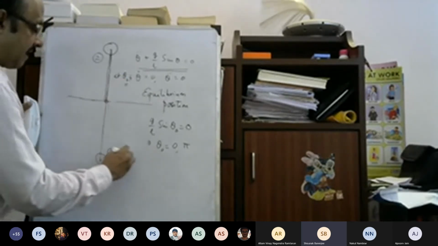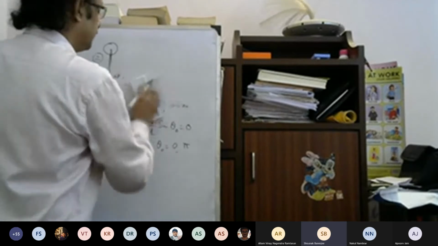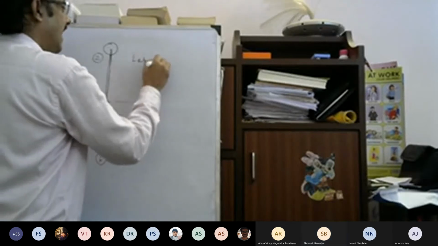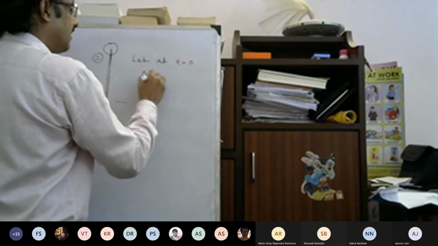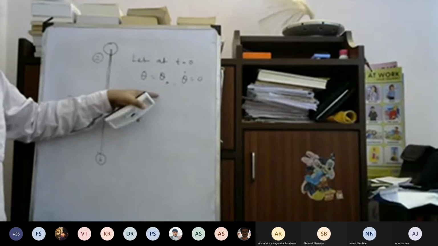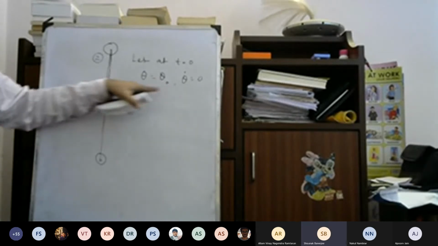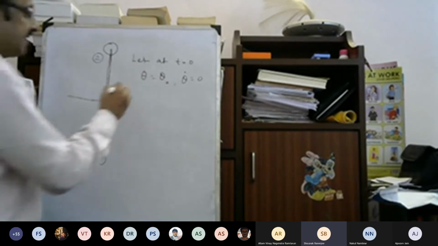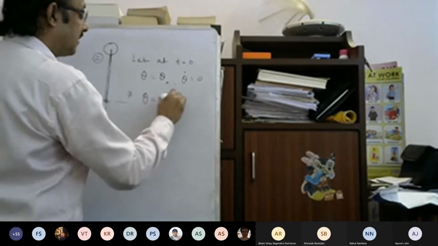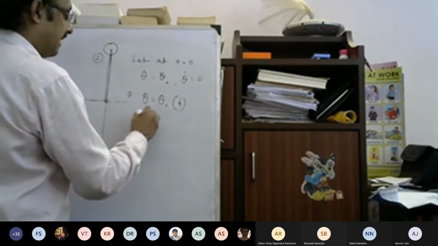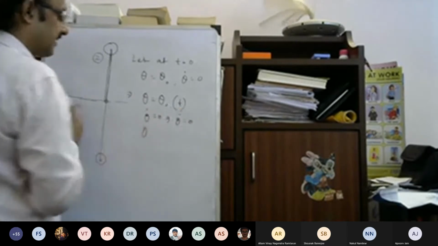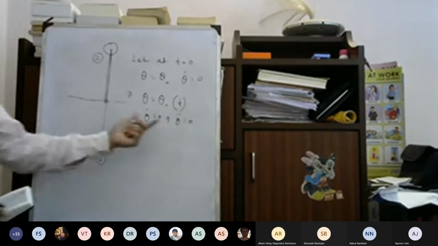Let me write it down. Let at time t equal to 0, theta equal to theta 0 and theta dot equal to 0. This is our initial condition. This I can always specify; it is our choice. What I say is that if theta is equal to theta 0, then theta will be theta 0 for all time. That means for all time theta dot will be 0, and definitely theta double dot is 0, because if the velocity is 0 over an interval, then the acceleration is always 0.